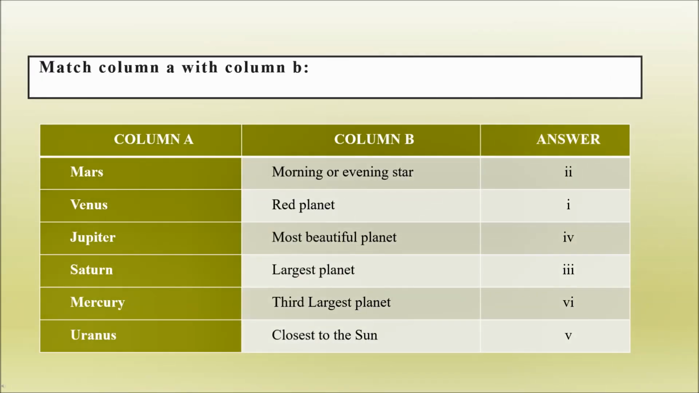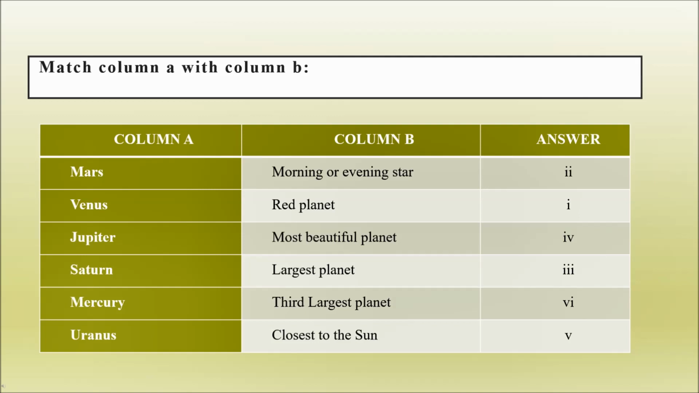Match column A with column B. Column A, Mars. The answer for Mars is red planet. From column B, the second one, that is red planet. Venus, answer is morning or evening star.